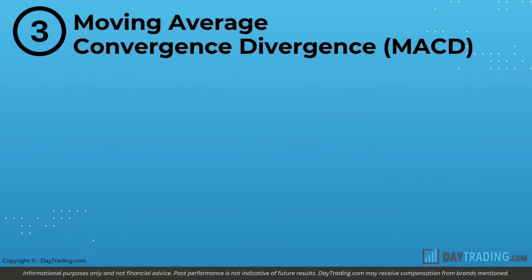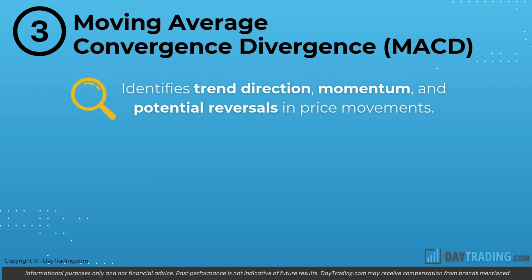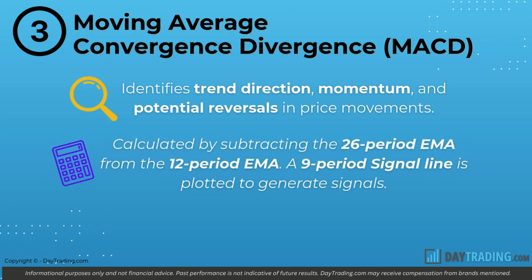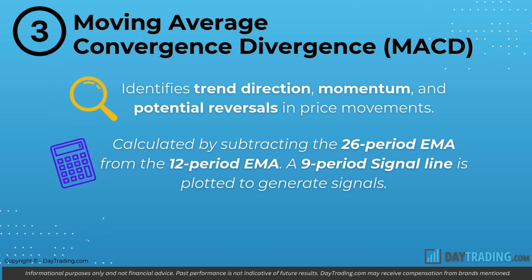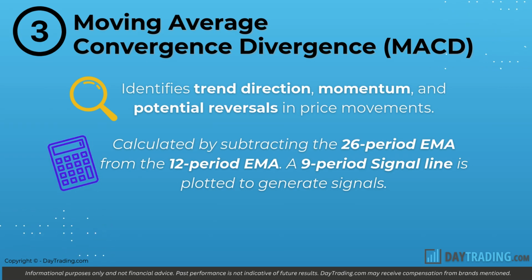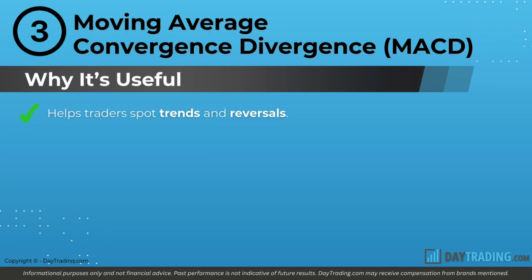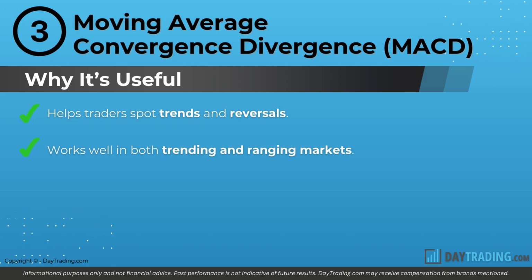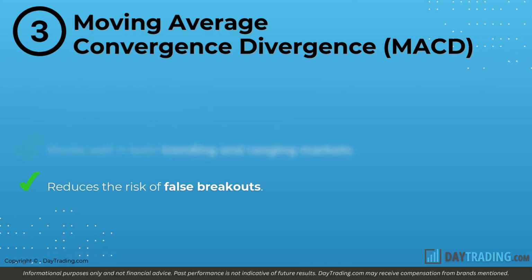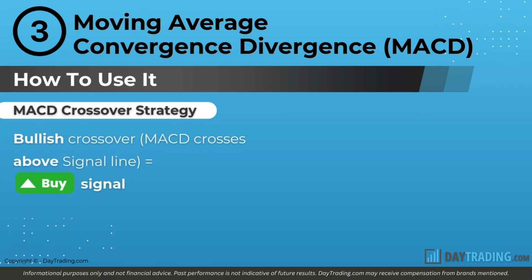Finally, we have the moving average convergence divergence, MACD. The MACD is a momentum indicator that helps traders identify trend direction, momentum strength, and potential reversals. It's calculated by subtracting the 26-period EMA from the 12-period EMA. A 9-period signal line is then plotted alongside it to generate buy and sell signals. In addition to spotting trends and reversals, it also works well in both trending and ranging markets and reduces the risk of false breakouts. There are several ways you can use it, including MACD crossover strategy.